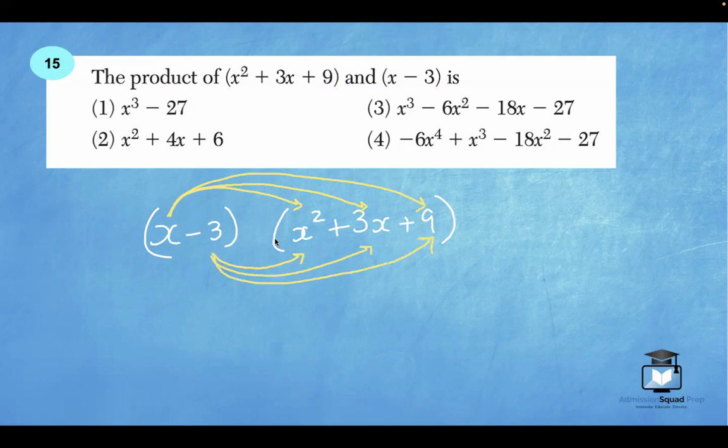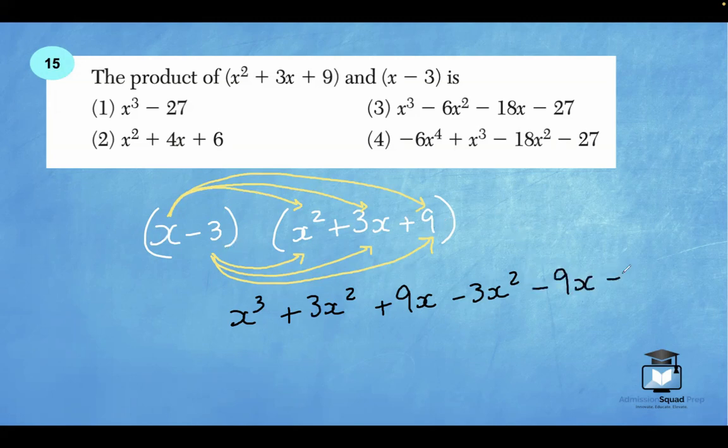So x times x squared is x cubed, x times 3x is 3x squared, and x times 9 is 9x. Then we have -3 times x squared is -3x squared. -3 times positive 3x is minus 9x. And -3 times positive 9 is minus 27. Now we need to identify the like terms.